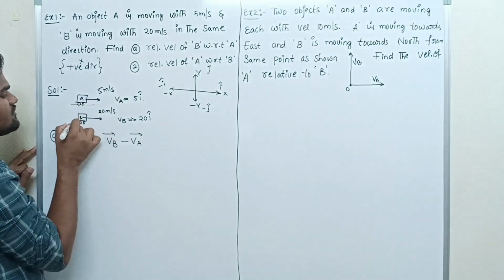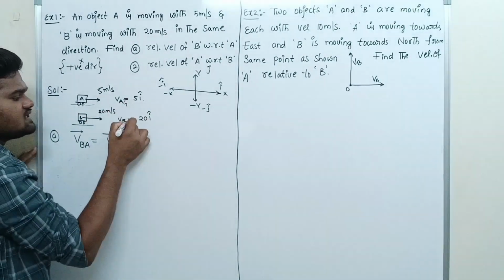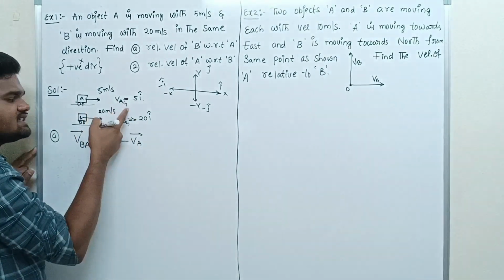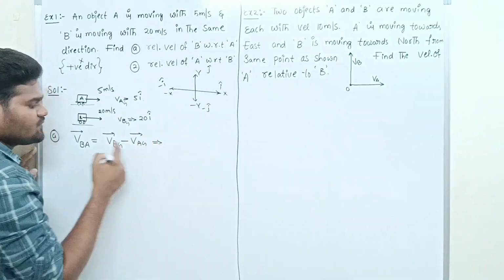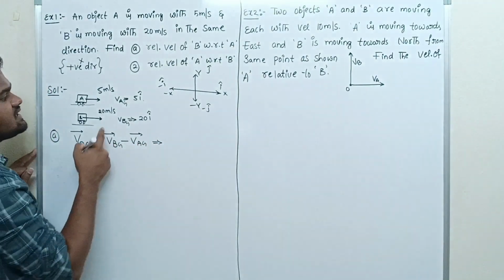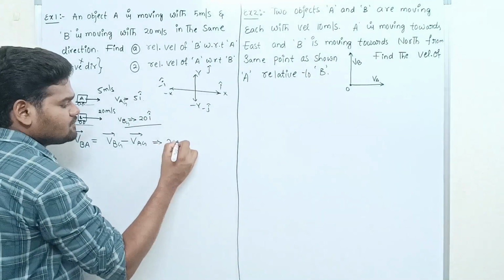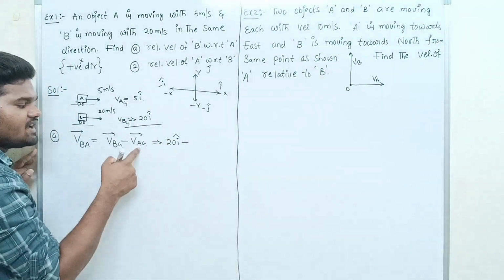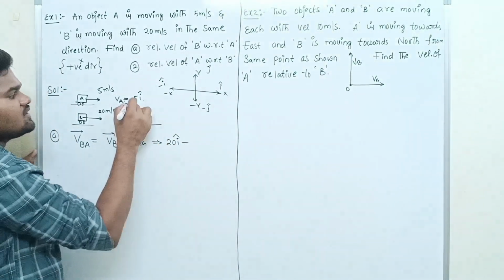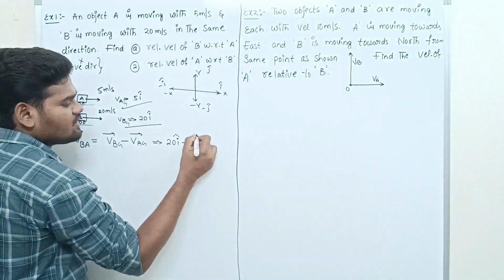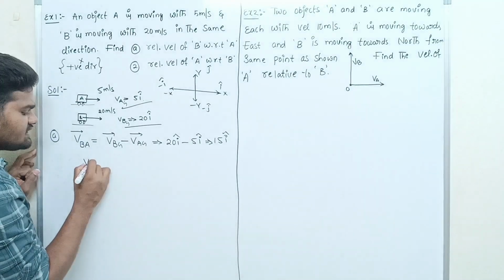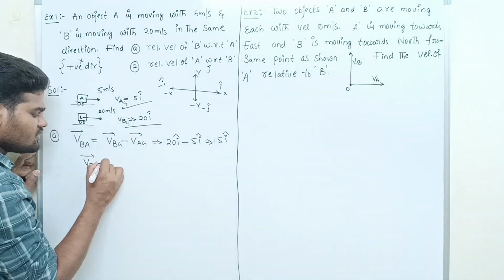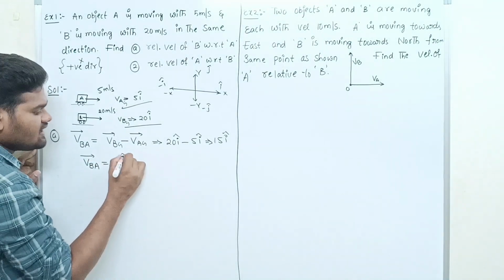So these two objects are moving on the surface of the ground. So VBG, VAG. So ground, ground. What is the velocity of an object B with respect to ground? 20 I cap, minus what is the velocity of an object A with respect to ground? Minus 5 I cap. So 20 minus 5, 15 I cap. So the relative velocity of an object B with respect to A is equal to how much more? 15 I cap.